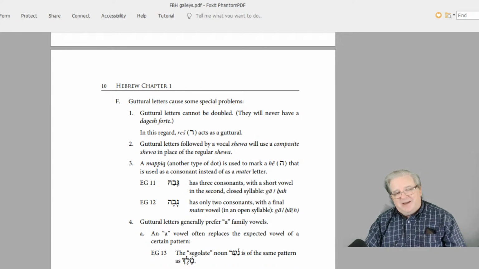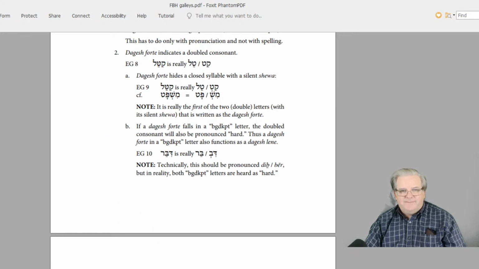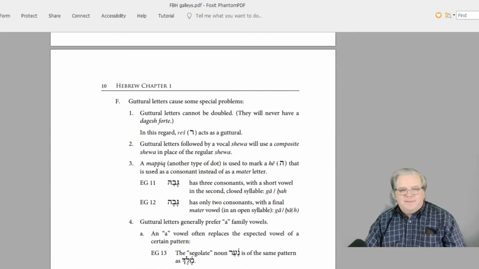gutturals like A vowels. You see? They just like it. They'll take a segol or other vowels. They just don't like to. It's kind of like the movie Gentlemen Prefer Blondes. 50s movie, right? So it's got all sorts of cultural problematicals. Gentlemen prefer blondes, but they'll take a brunette. I don't know. Guttural letters prefer A vowels, but they'll take anything, right? So what happens is they just want A's. What's going on with the guttural anyway?